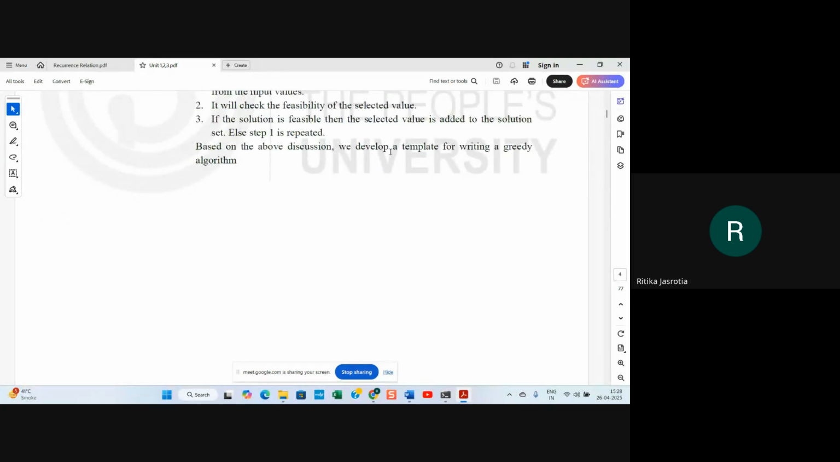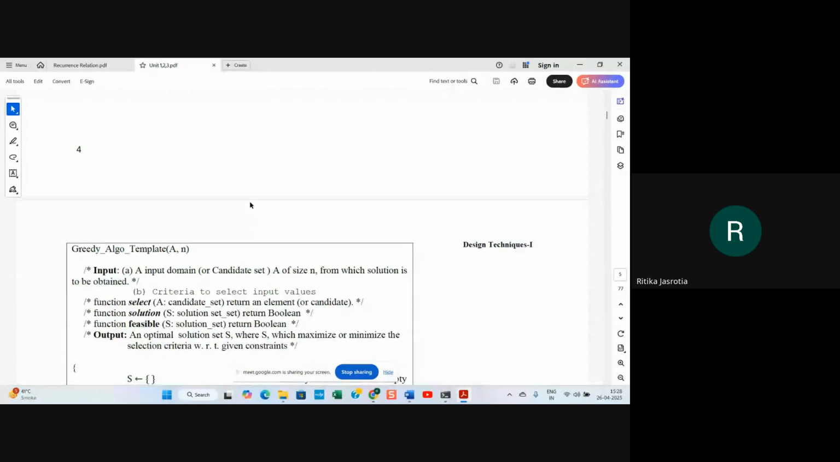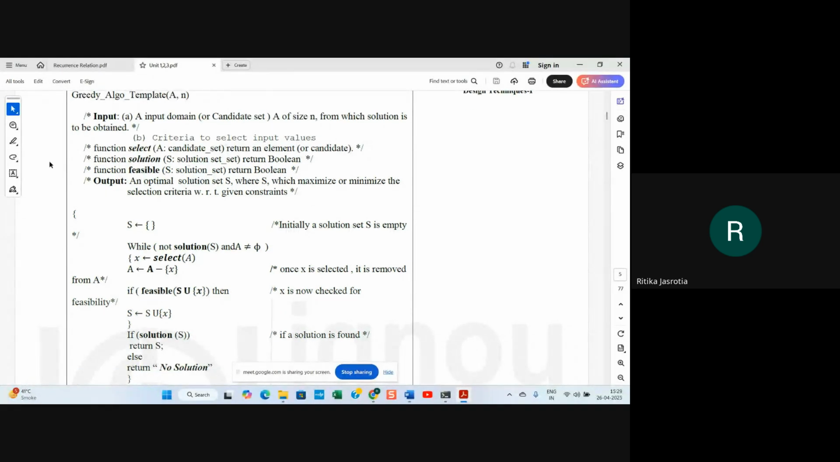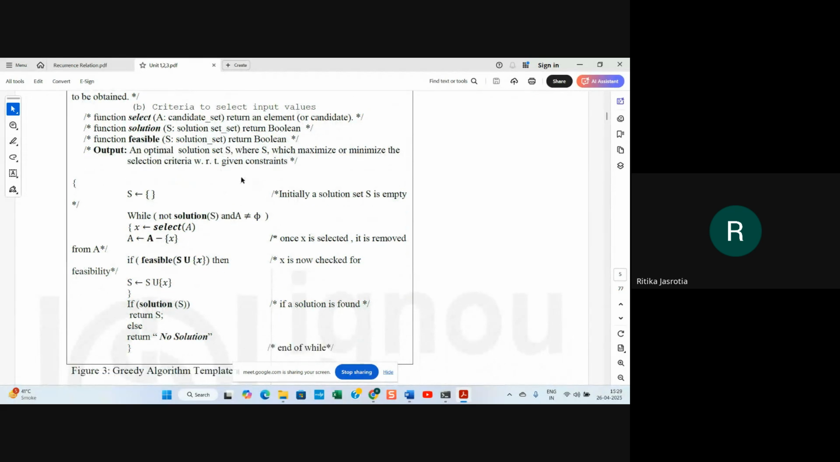So based on the above discussion, we develop a template for writing a greedy algorithm. They have created a sample template, greedy algo template (A, n). The input domain or candidate set A of size n, for which the solution is to be obtained. These are the different inputs, a set of inputs you have. Then these are the criteria to select input values: function select, a candidate set, returns an element; function solution, set, returns boolean; function feasible, again this returns a boolean. So these are some of the functions they have created.